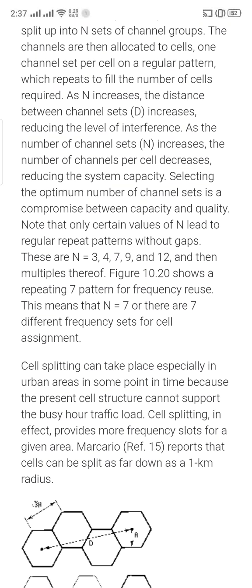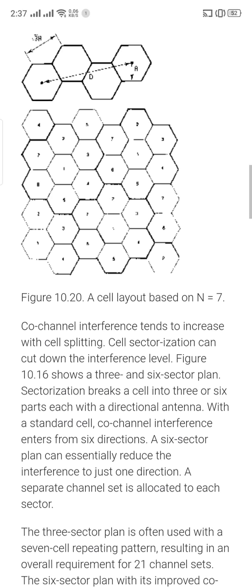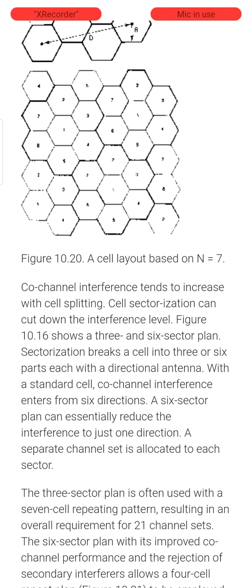Cell splitting can take place in urban areas at some point in time because the present cell structure cannot support the busy hour traffic load. Cell splitting in effect provides more frequency slots for a given area. However, co-channel interference tends to increase with splitting. Cell sectorization can cut down the interference level.